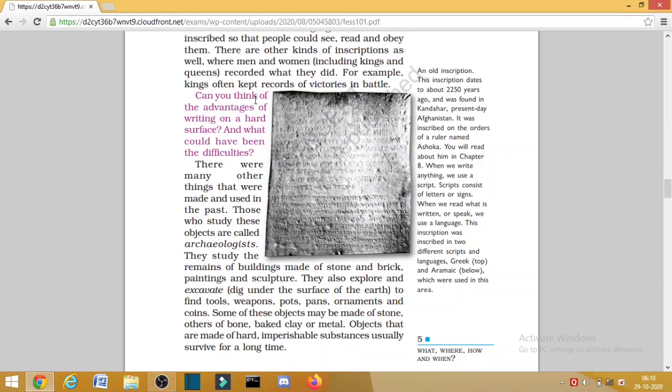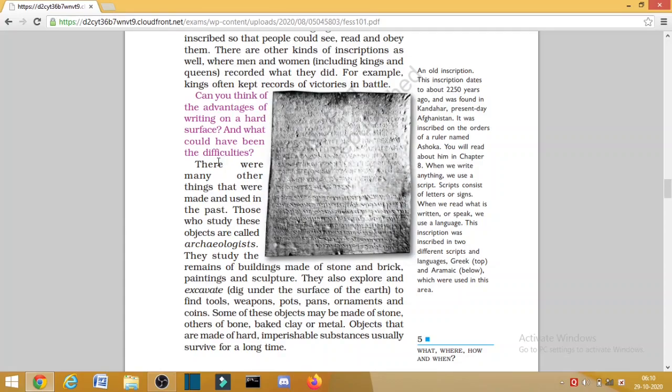Can you think of the advantages of writing on a hard surface and what could have been the difficulties? It is very useful. If it is written on a hard substance, it will remain forever. We see it, and our next generation also can read and see that.